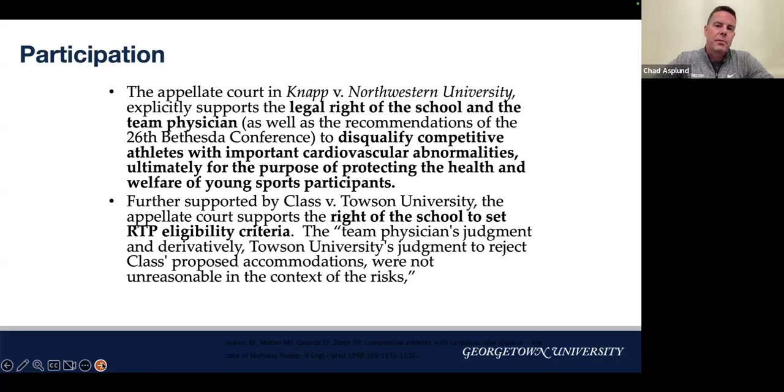So again, if we think about participation, we talked about Knapp versus Northwestern, the legal right of the school and the team physician to disqualify competitive athletes with cardiovascular abnormalities, ultimately for protecting the health and welfare of young sports participants. And in Class versus Towson, the appellate court upheld the right of the school to set return to play eligibility criteria. Team physician judgment and, derivatively, Towson University judgment were not unreasonable in the context. And so further evidence that the courts have held that universities and physicians can make those decisions.